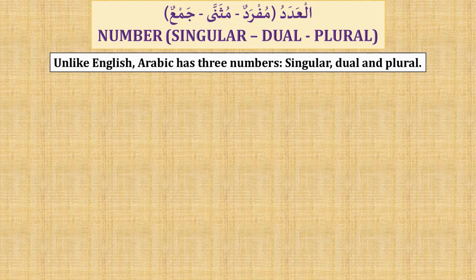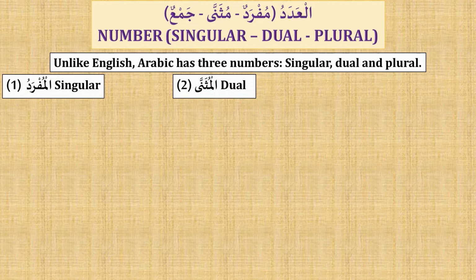Unlike English, Arabic has three numbers, singular, dual and plural. English has only two, singular and plural. Arabic has also dual. First one, al-mufrad, singular. Second one, al-muthanna, dual. And the third one, al-jam', plural.